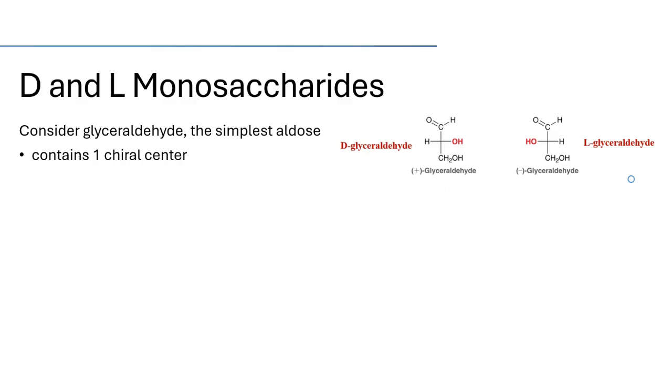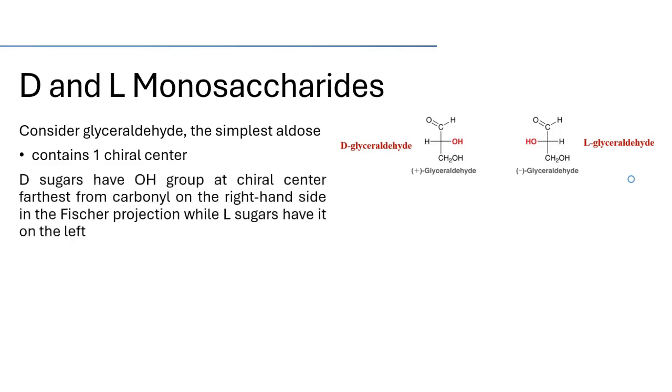D and L monosaccharides. Consider glyceraldehyde, the simplest aldose. It contains one chiral center. D sugars have the OH group at the chiral center farthest from the carbonyl on the right-hand side in the Fischer projection, while L sugars have it on the left. So we want to find the OH group at the furthest chiral center away from the carbonyl carbon. If it is on the right, it's the D sugar. If the OH group is on the left, it's an L sugar.